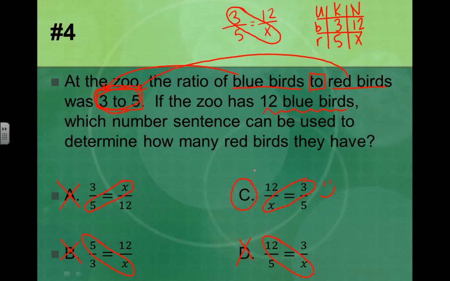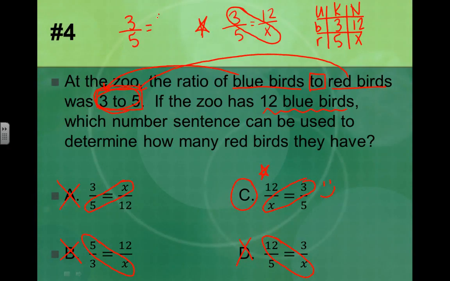Now, some of you may be thinking, well, wait, Ms. Miles, this one looks different. It's written differently. When you solve your proportion, either the one we set up or the answer choice that we have here, you'll get the exact same answer. The only thing they've done is reverse the order of the proportion. We had 3 over 5 equals 12 over x, and they just flip-flopped it. They have 12 over x equals 3 over 5. Both of those are equivalent, and you would get the exact same answer.